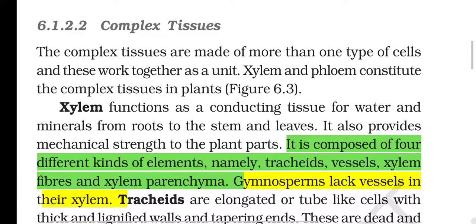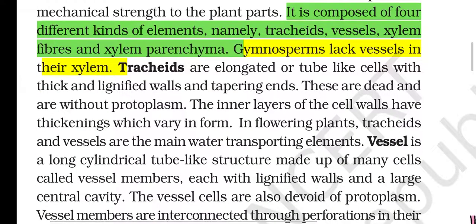Gymnosperms lack vessels in their xylem. Tracheids are elongated or tube-like cells with thick and lignified walls and tapering ends. These are dead and are without protoplasm. The inner layers of the cell walls have thickenings which vary in form. In flowering plants, tracheids and vessels are the main water transporting elements.